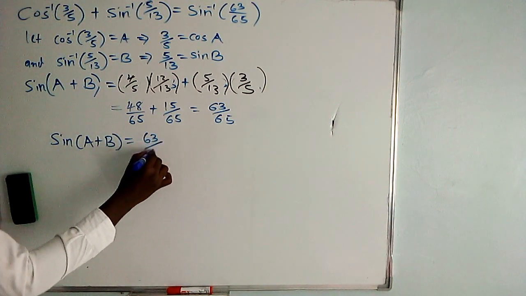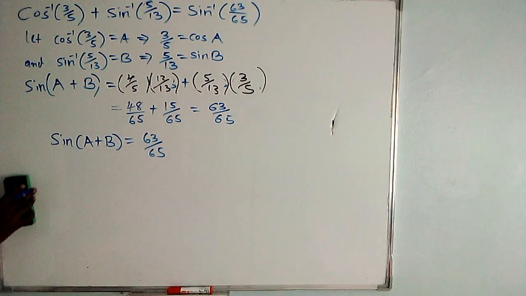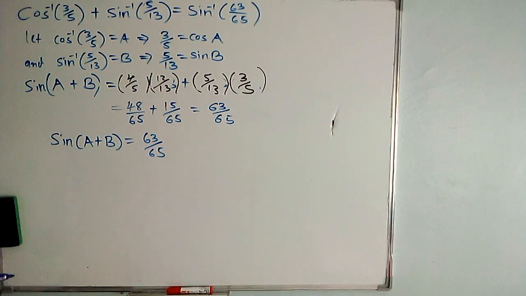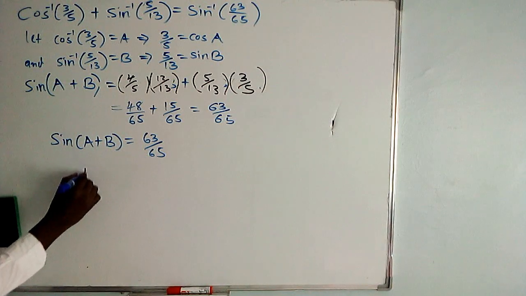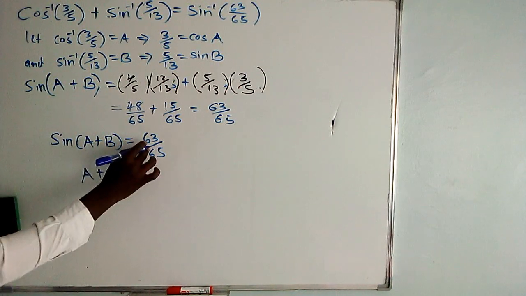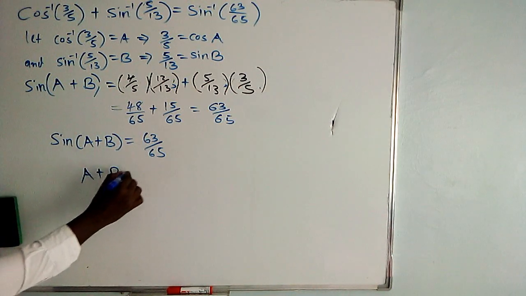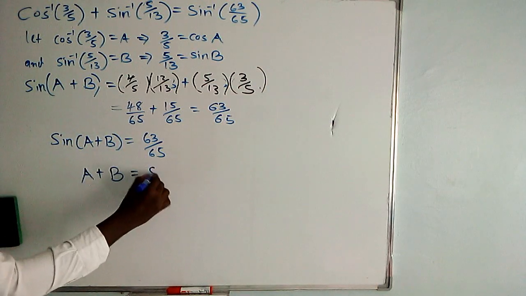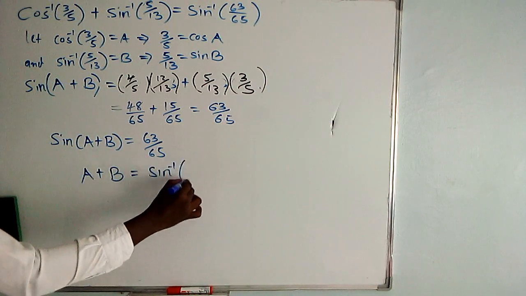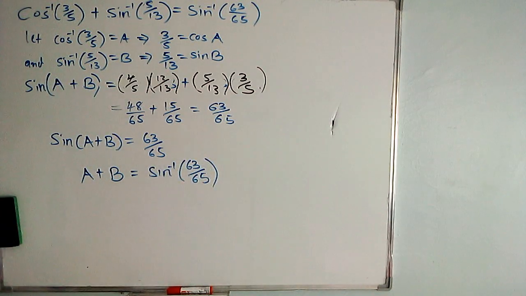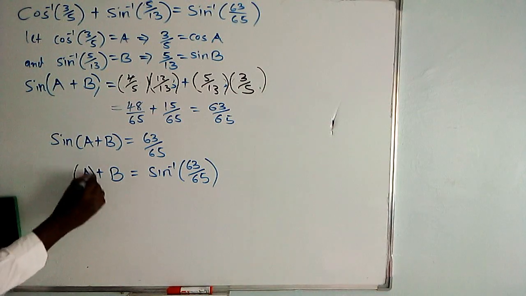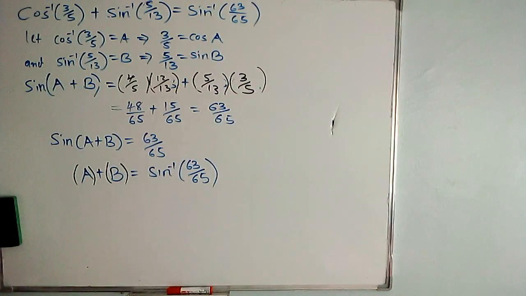But what do we want? We want A plus B, not sine (A plus B). So if you want A plus B, you take sine to the other side of the equation, and you remain with A plus B as sine inverse of 63 over 65. We have sine (A plus B), but we need A plus B. So A plus B is sine inverse of 63 over 65.